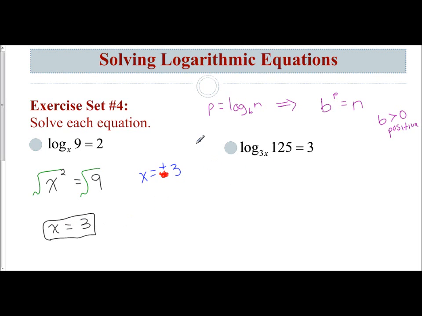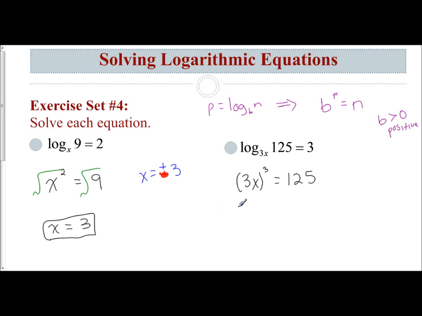Let's look at the second one. Log base 3x of 125 equals 3. So my base is 3x. My power is 3. So this whole object, 3x, is being raised to the third power. Put it into parentheses, and that should equal 125.